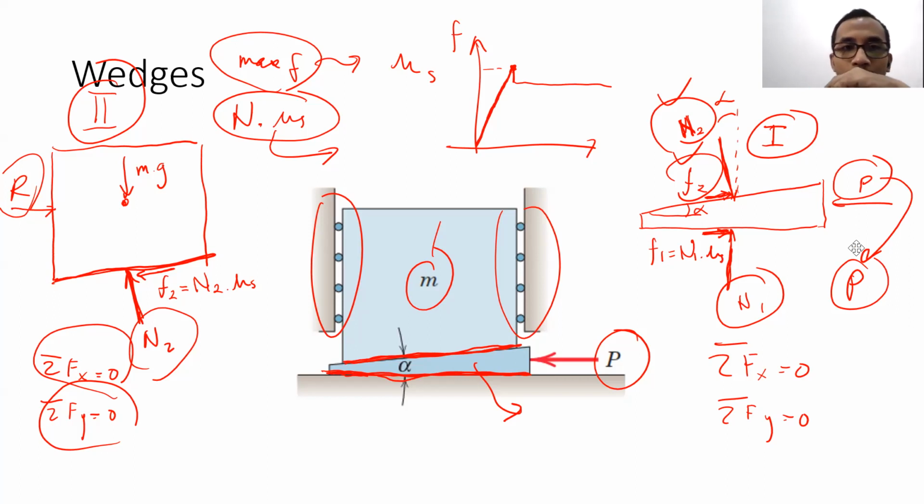Any question about this? Sir, so the normal force on the wall is canceling each other, right? Normal force on the wall. In this case, is there any normal force from the wall? Yes, R here is actually the normal force on the wall.